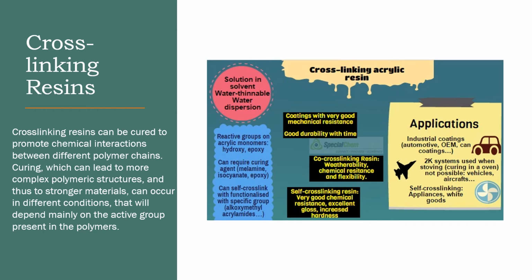Then there are different application areas where we can use these kinds of resins. For industrial coatings, you can use them in automotive and OEM sectors. Then 2K systems are used where curing in an oven is not possible: vehicle, aircraft and shell cross-linking. Then white goods applications as well.